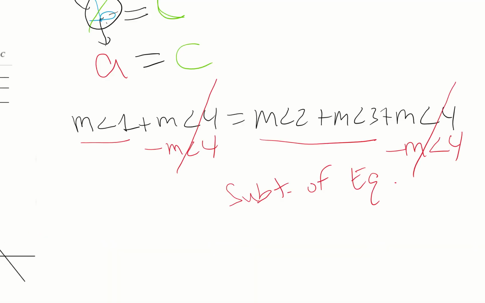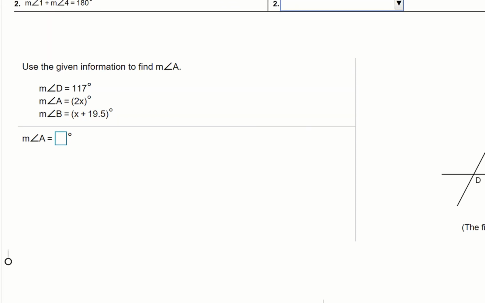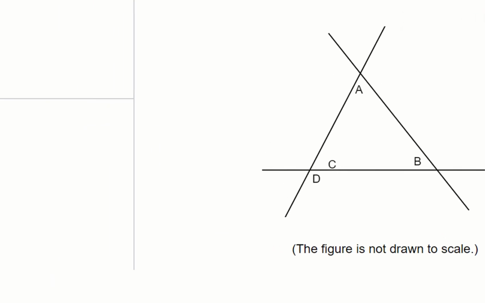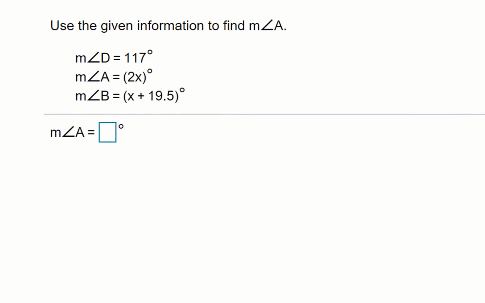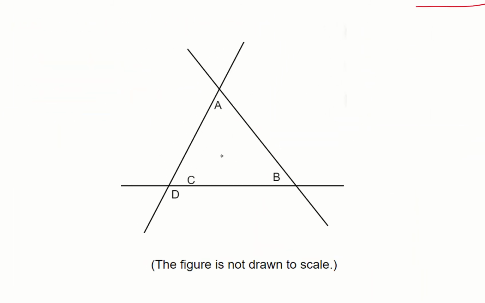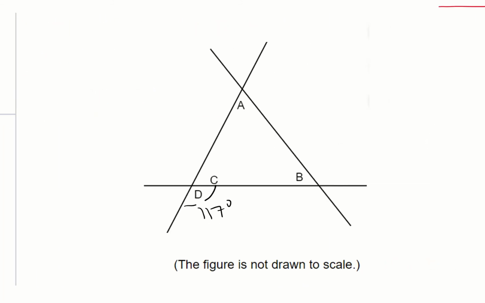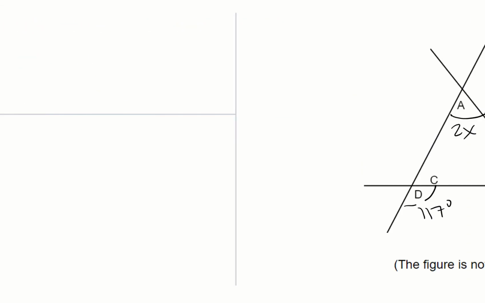So now let's look at the next question. Here, use the given information to find the measure of angle A. So we have this triangle here with exterior angles, and they tell us that angle D is 117. So this is 117 degrees. Angle A is 2x. And angle B is x plus 19.5.